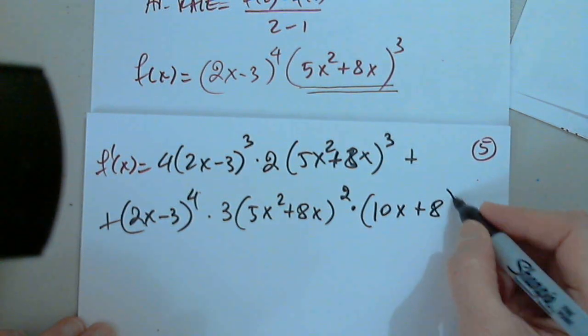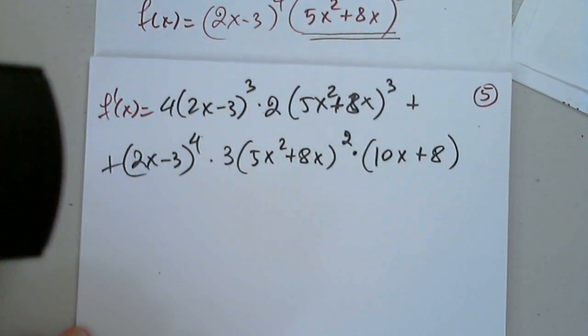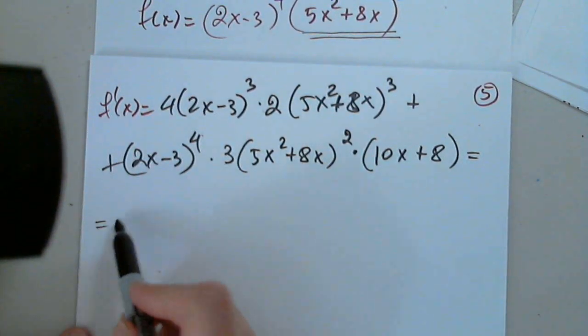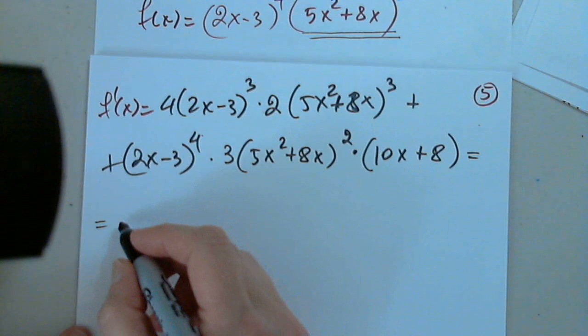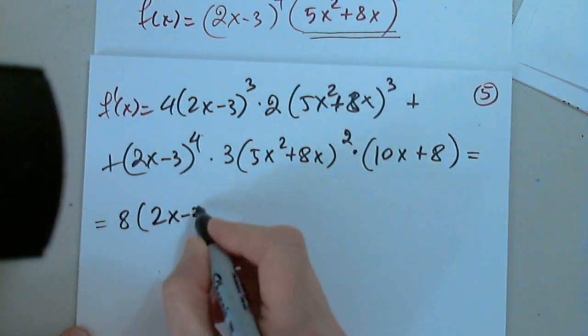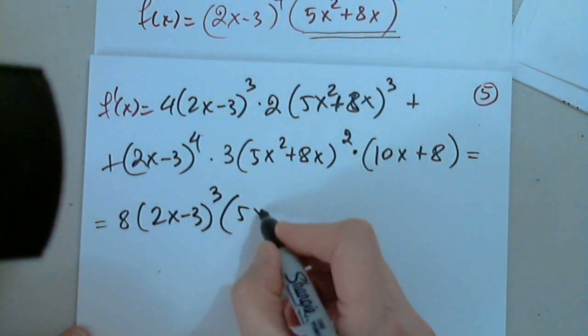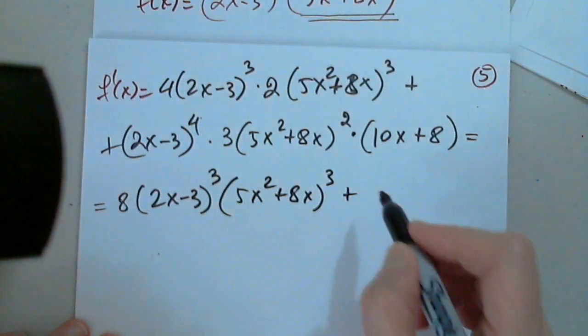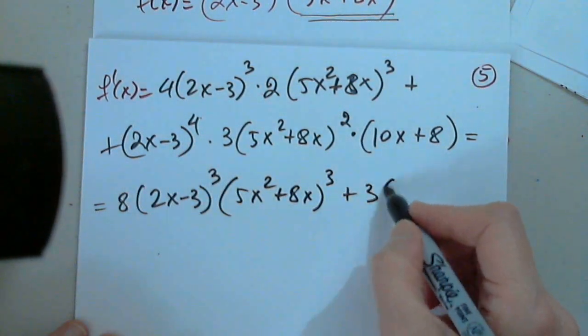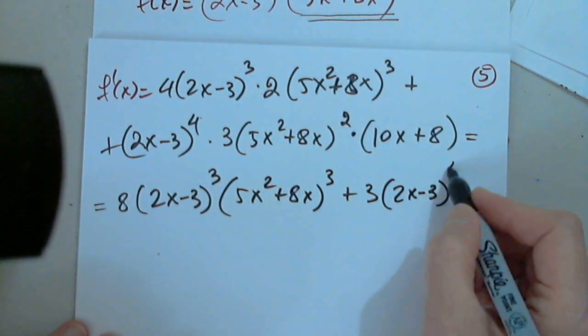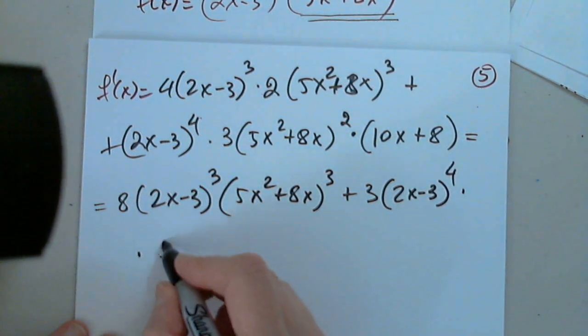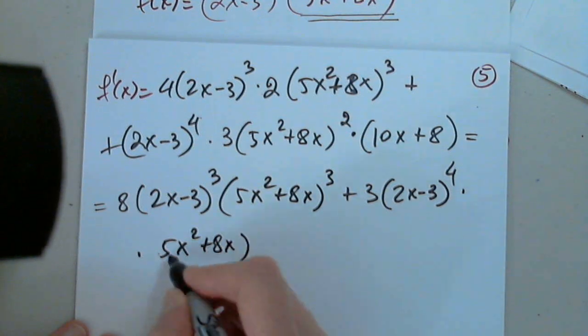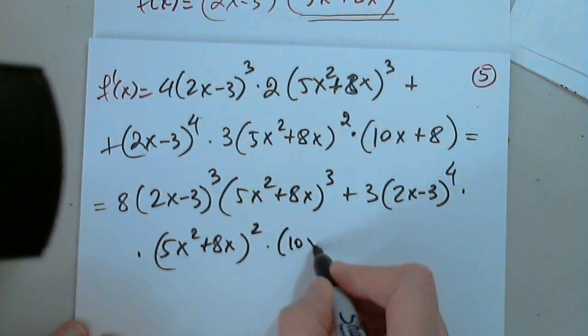Plus 8. Excellent. Perfect. So now 4 times 2 is 8. 2x minus 3 to the third, 5x squared plus 8x to the third. Plus, put the 3 in front. 2x minus 3 to the fourth times 5x squared plus 8x squared and times 10x plus 8.